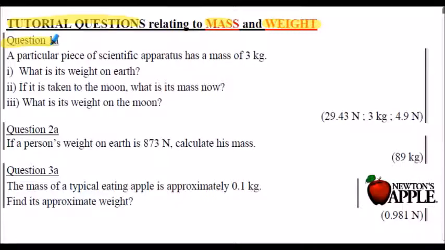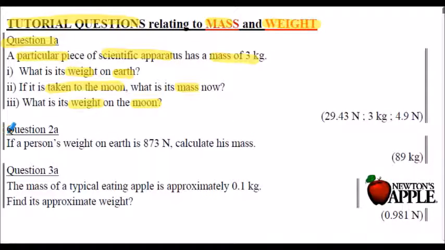Question 1. A particular piece of scientific apparatus has a mass of 3 kilograms. We're asked to calculate the weight on Earth of the apparatus. If the apparatus is taken to the moon, we've got to state what the mass is on the moon, and then we've got to calculate the weight of the apparatus on the moon.